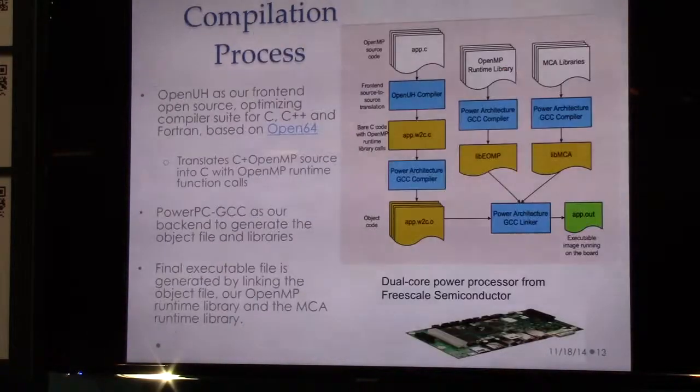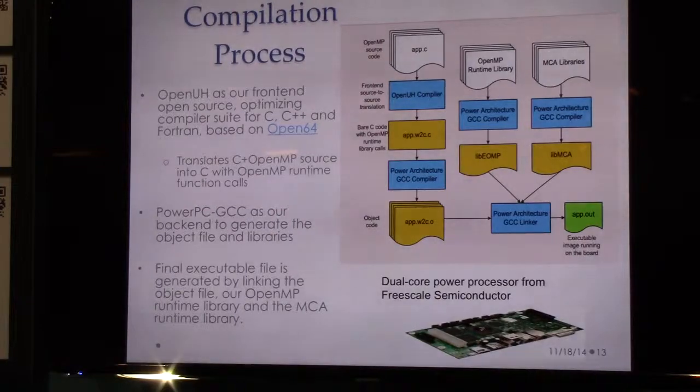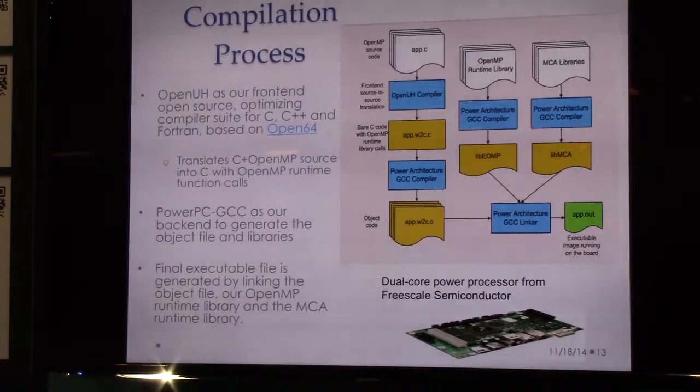So the approach was, we have our in-house compiler, the OpenUH compiler, and if the slides are up online, that's a link to our compiler, and it is available online for you to download on our HPC Tools website. We translated the C plus OpenMP source code, whose intermediate representation is a bunch of OpenMP runtime function calls, and the PowerPC GCC of the board was used as the backend. And finally, we have the executable file linked with the object file, the runtime library, as well as the MCA library.